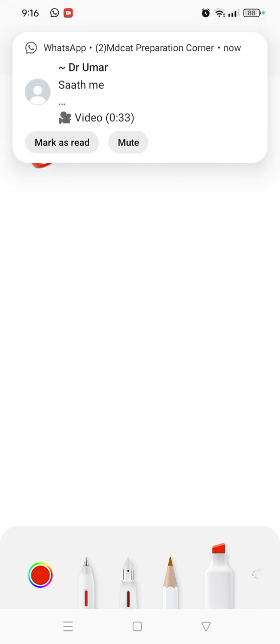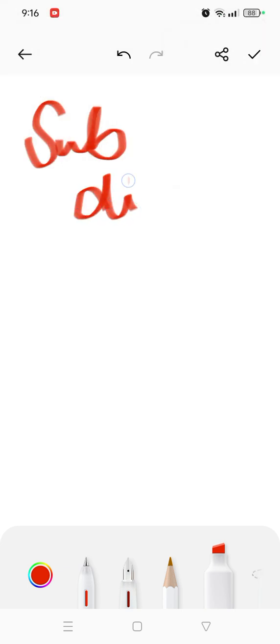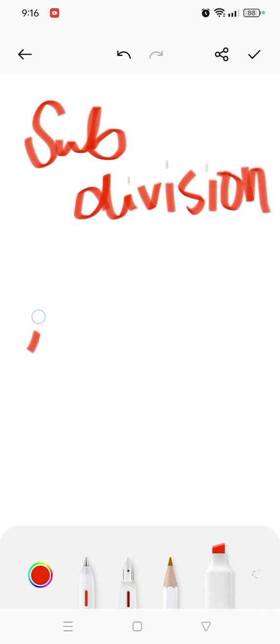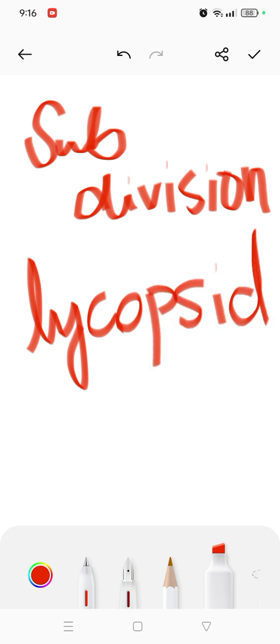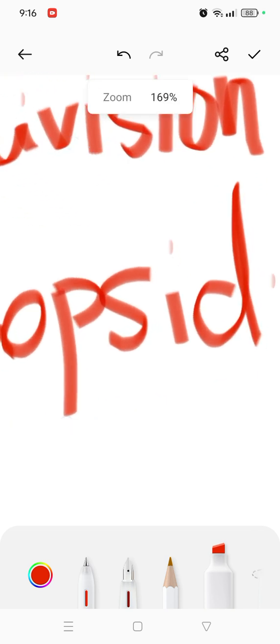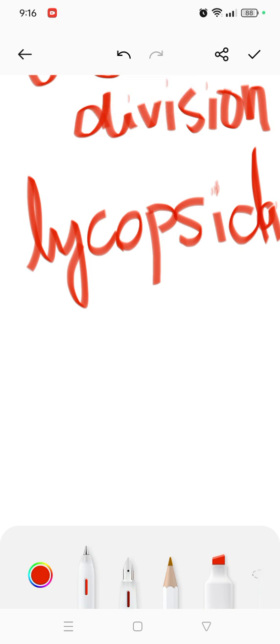So we were discussing seedless vascular plants. One subdivision was done in the last video. Today we are going with the subdivision which is lycopsida. So let's start.